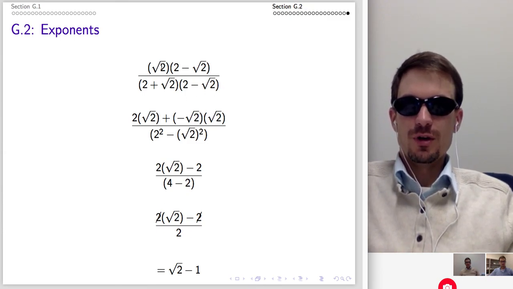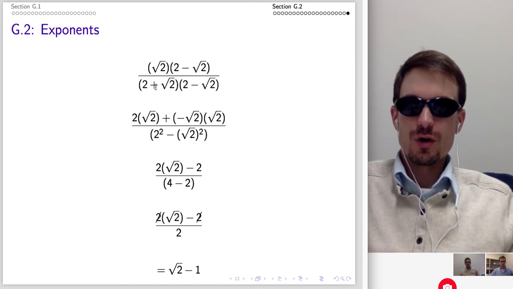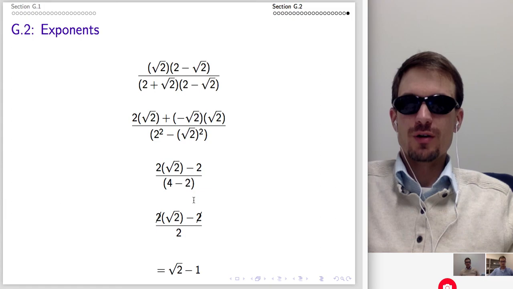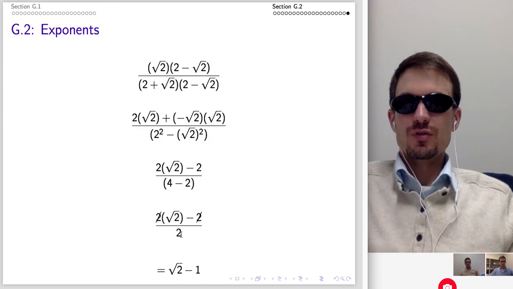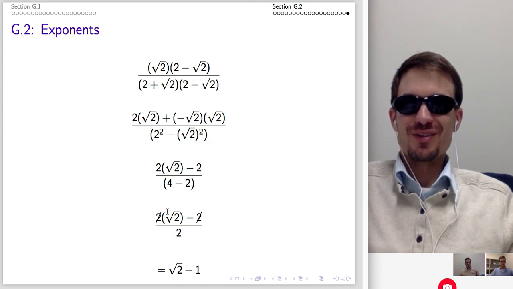I hope so. Square root of 2 times 2, square root of 2 times minus 2. Well, I'm going to get 2 root 2 minus 2. Why? Because root 2 times root 2 is just 2. In the denominator, it's a difference of squares. So I'll get 2 squared minus root 2 squared. Well, that's perfect, because 2 squared is 4, minus root 2 squared, that's 2. I'll have a 2 here.